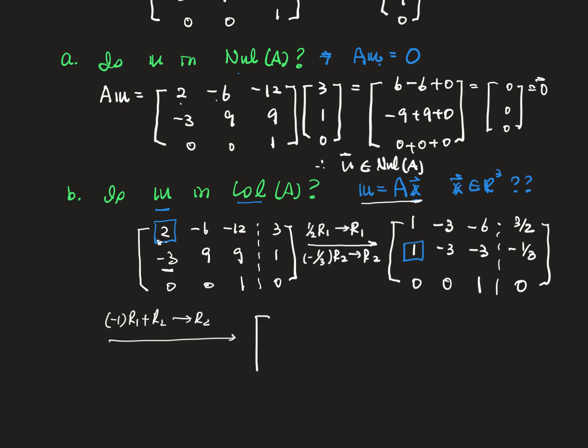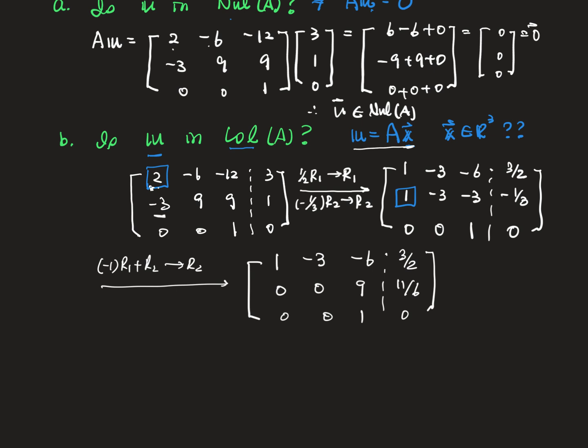So you have the new one. 1, negative 3, negative 6, 3/2. Second row is 0, 0, 9, 11/6. 0, 0, 1, 0. You have it. Okay, so what are you going to say when you say this is consistent or inconsistent? Does everyone remember the definition of consistent and inconsistent? This is not consistent. Why? This is an inconsistent system.